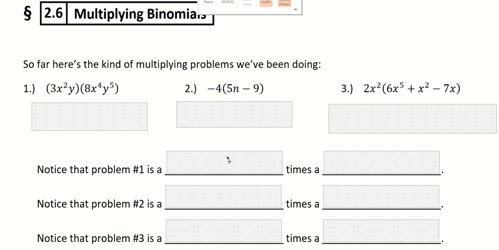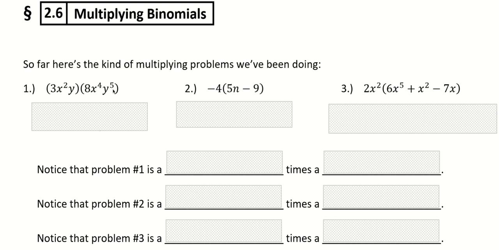Hey all, 2.6. The title is Multiplying Binomials. Why is that always there at first? I guess there's a big clue, or more than a clue, in the title, but let's kind of build to that, shall we? So here's the kind of stuff we've been doing in recent sections.